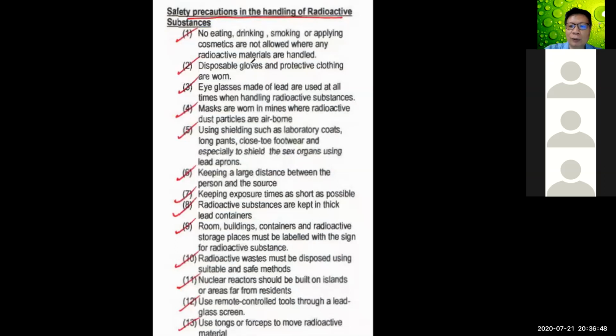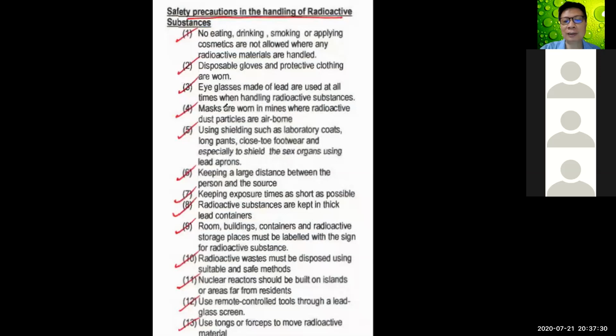Second, disposable cloth, must wear the cloth, okay? And protective clothing are worn. So you must wear cloth and also special clothing. The protective clothing means it's made from lead, L-E-A-D, because only lead can block gamma. Number 3, eyeglasses: must wear special eyeglasses, made from lead. You see, L-E-A-D, lead. All the time when handling radioactive, you must wear a special glass, made from lead, to protect your eyes.